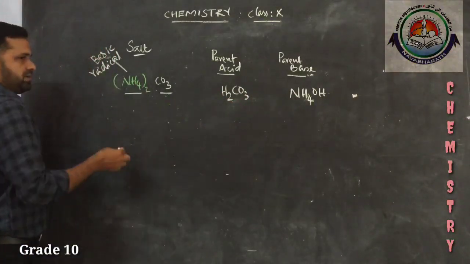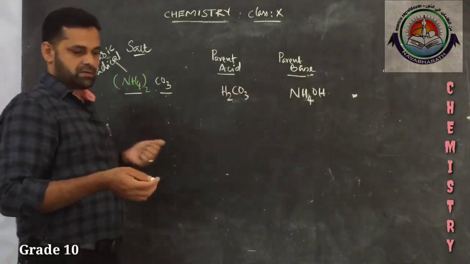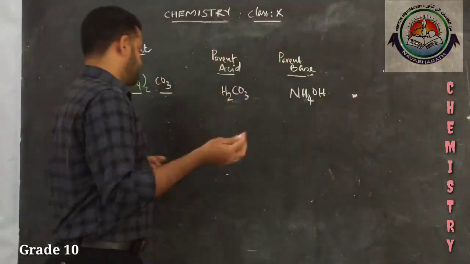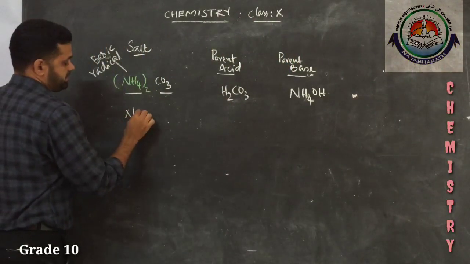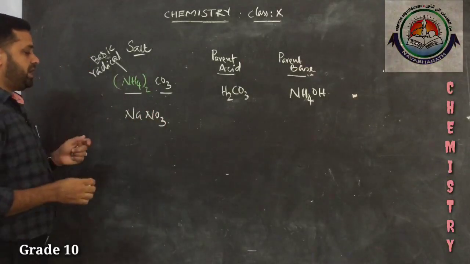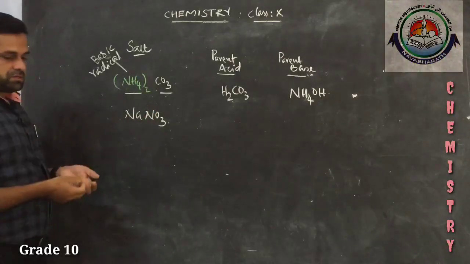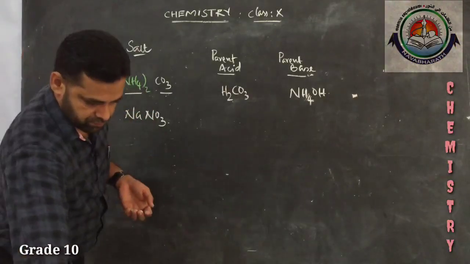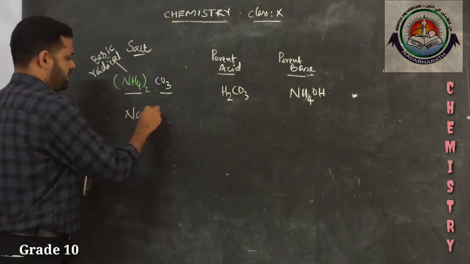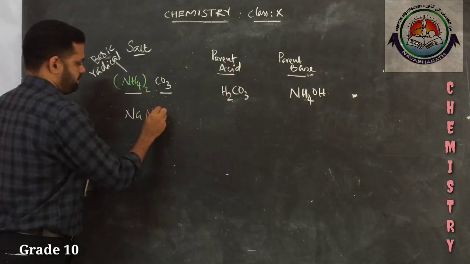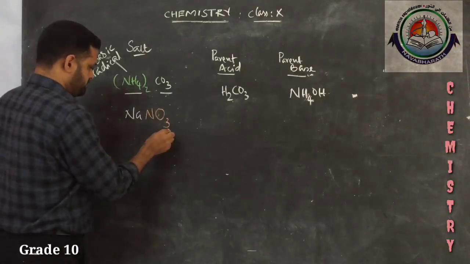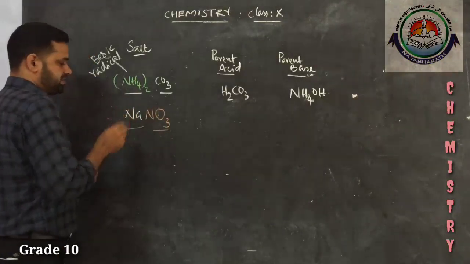And another example, you take any example. I will take from your textbook sodium nitrate. Okay, sodium nitrate. What is the formula of sodium nitrate? NaNO3. So this is the acidic radical and this is the basic radical.